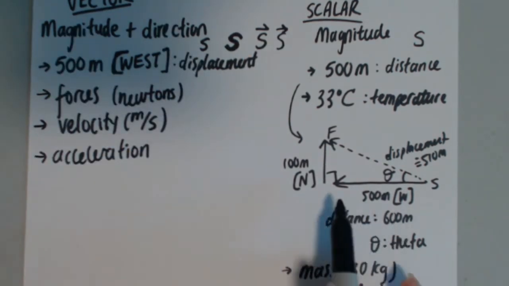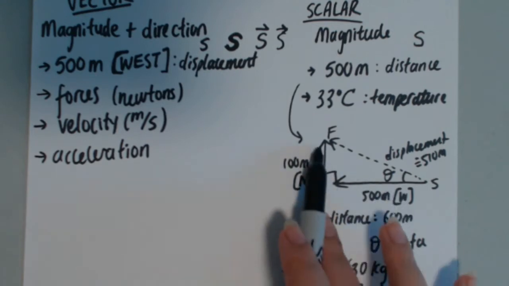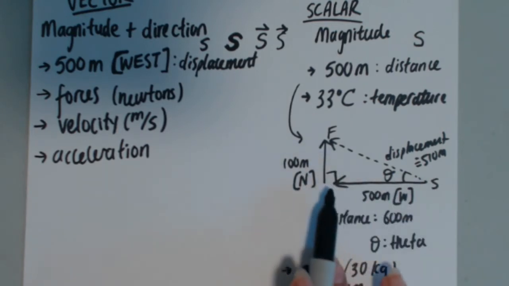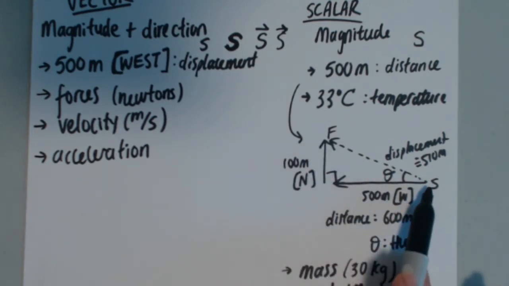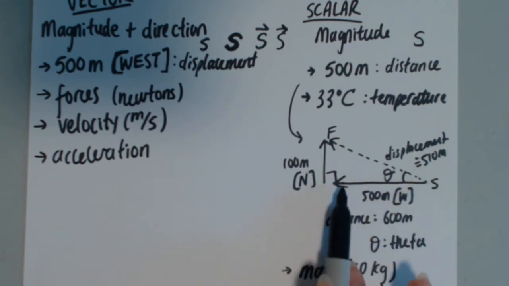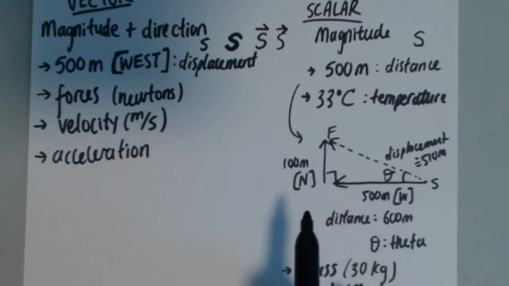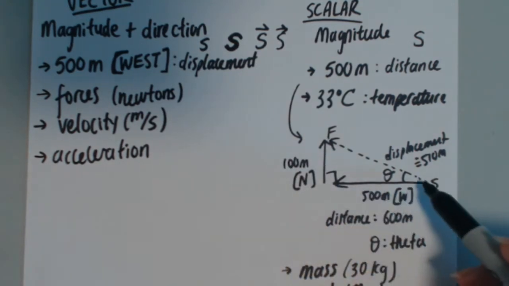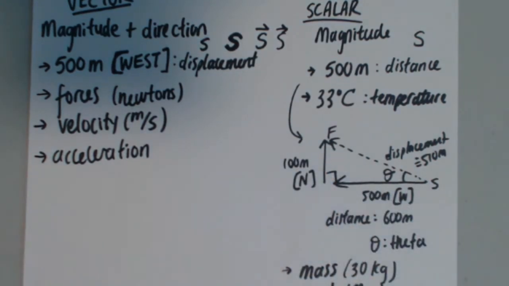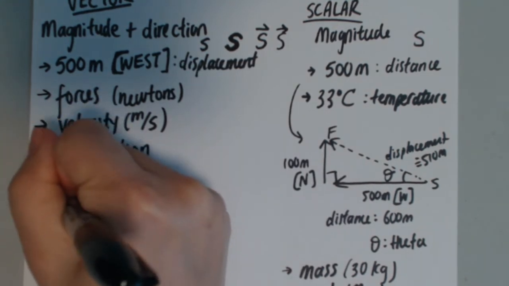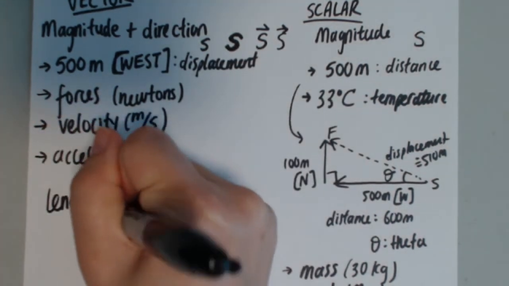So here in this case, you see I've drawn the arrows in this picture. This is demonstrating individual vector movements. So first this person starts, they move 500 meters west, then they displace themselves 100 meters north, and this is their overall displacement. Right? And the length of those vectors indicates the magnitude of that vector. That's important.